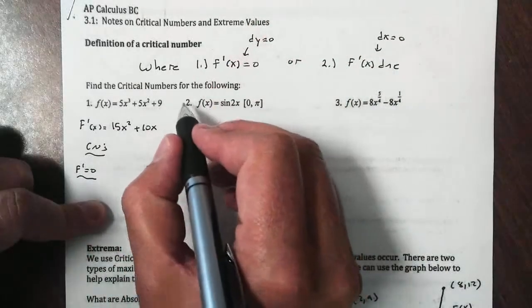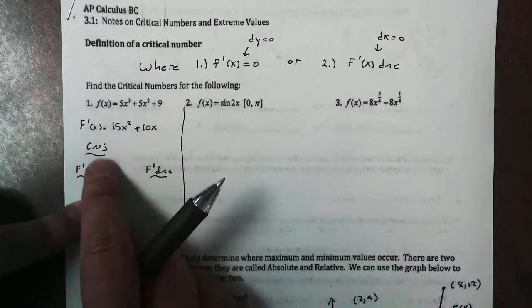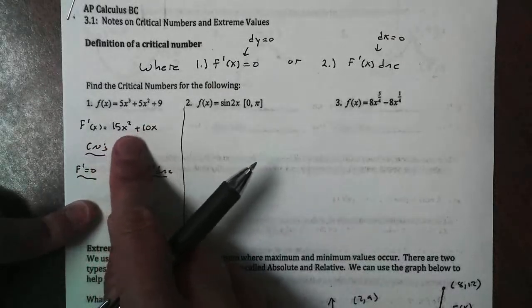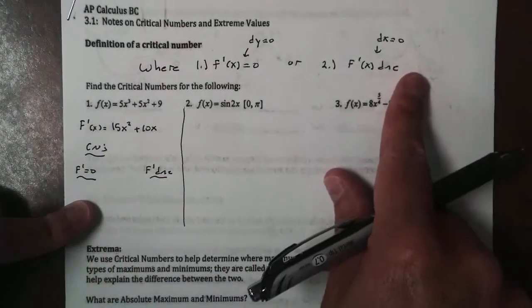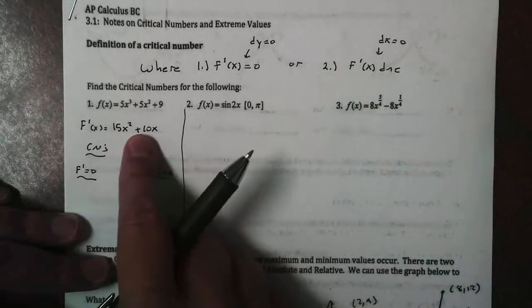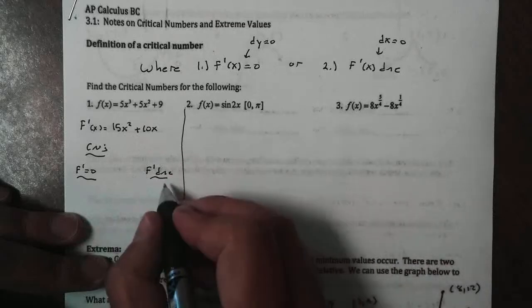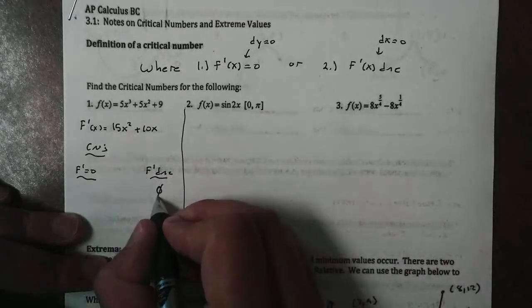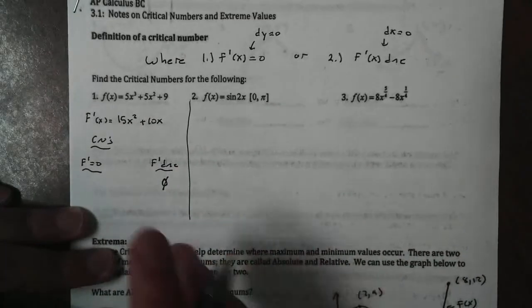If we look at our derivative, notice we don't have any fraction on this one. So we're not going to worry about any place where the derivative does not exist, because there are no x values that will cause this to be dividing by 0. So we don't have to worry about any place where it does not exist, and we can just put no solution there.